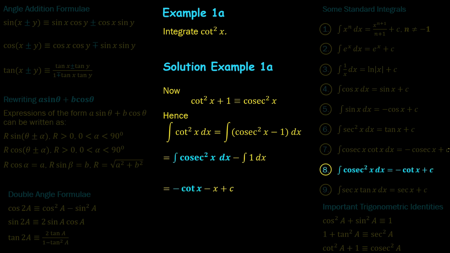Now we can integrate cosec squared x. As shown from the standard integrals, we can integrate this to minus cot x. And of course, the integral of 1 dx is simply x, as shown. And finally, we add on the constant of integration to give us this expression here.